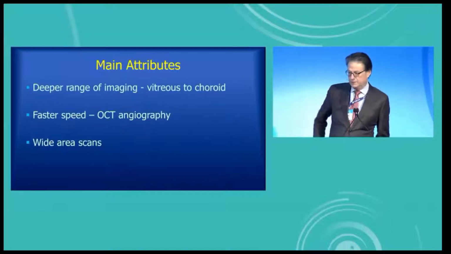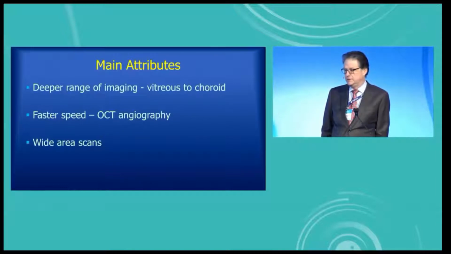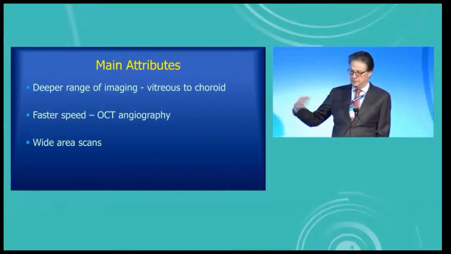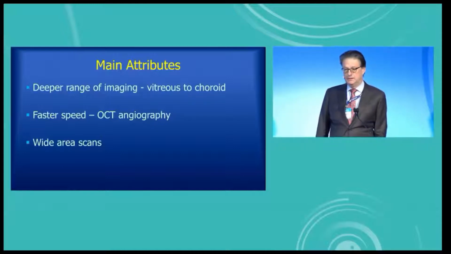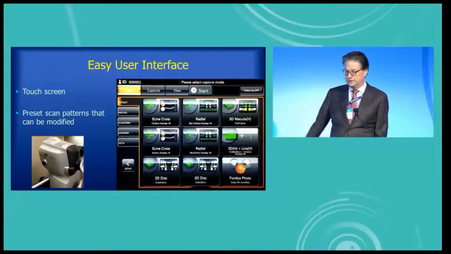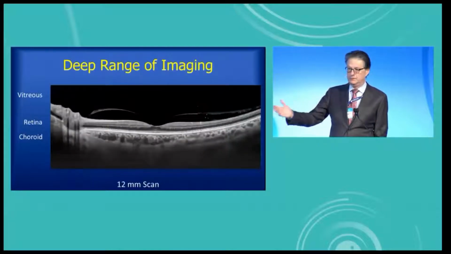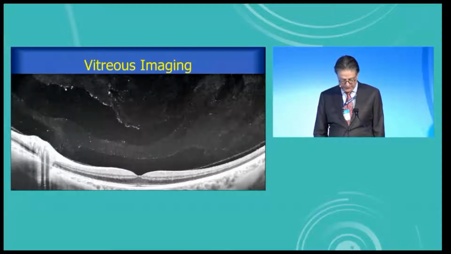So some of the main attributes of swept source OCT are that it has a deeper range of imaging. You can see from the vitreous to the choroid, and it's higher speed, and we're going to hear more about that later today, really an attribute for OCT angiography. And it also lets us do wide area scans or big volumes. The Topcon device, the Triton, is shown here, and as you know, it has a very easy user interface, and it's capable of getting images deep throughout the eye. And sometimes you can get some pretty amazing images.